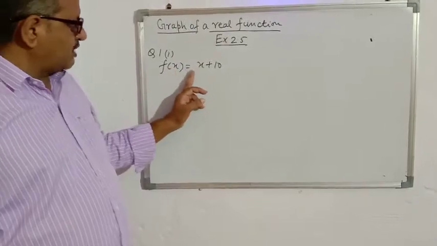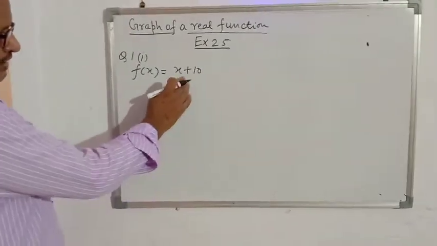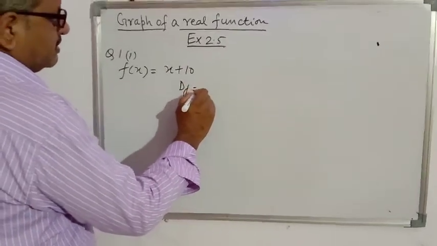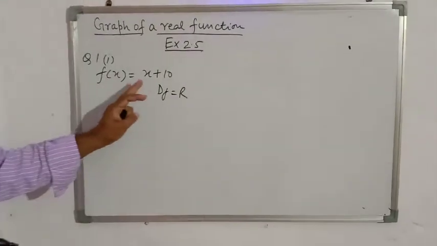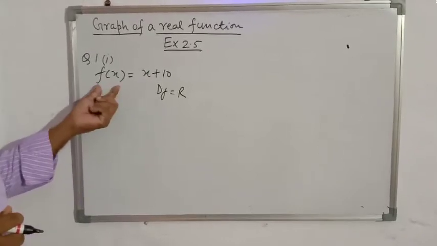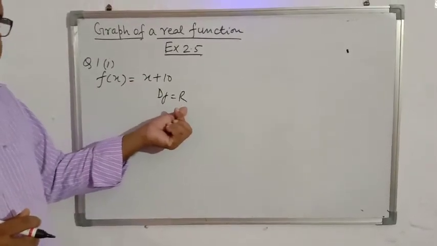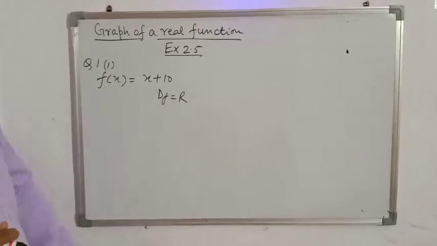Function f(x) is equal to x plus 10. So we have to plot the graph of this. What is the domain of the function? The domain of the function is all the real numbers, because for all the real values of x, we will get f(x) real. So f(x) is defined for all the real numbers, so the domain of the function is all the real numbers.